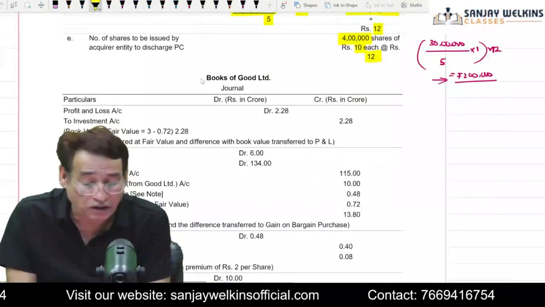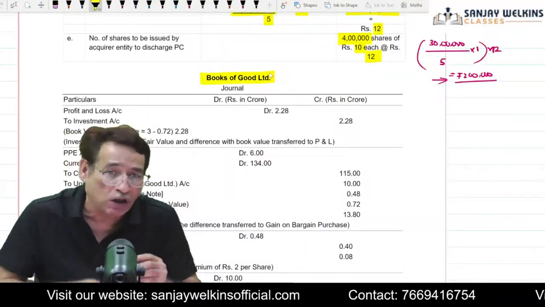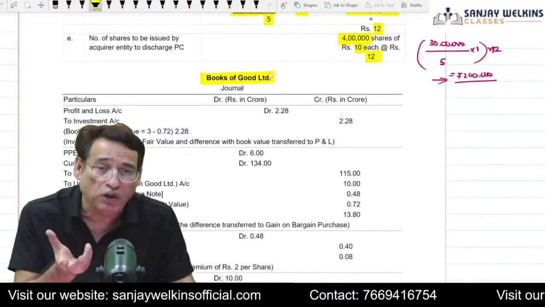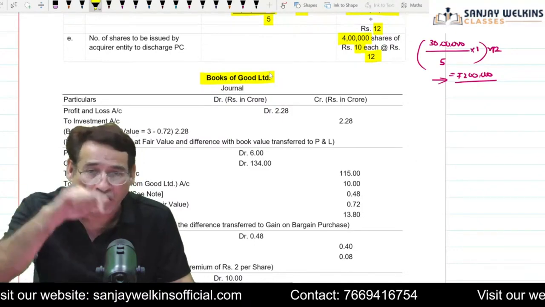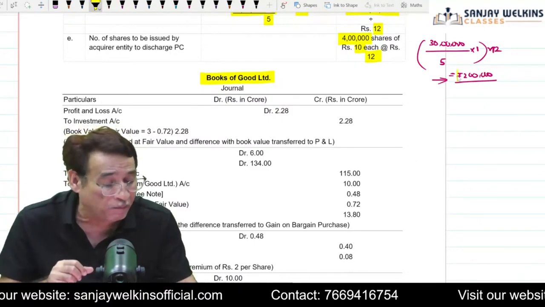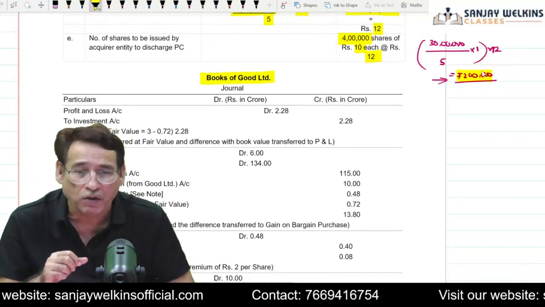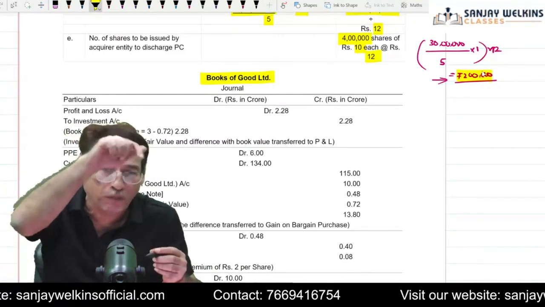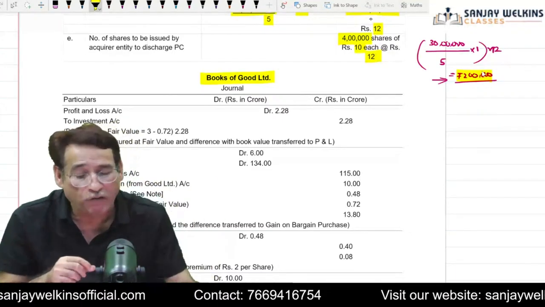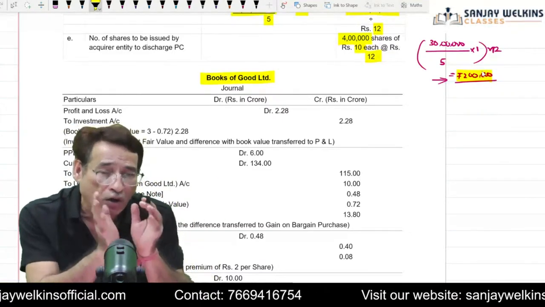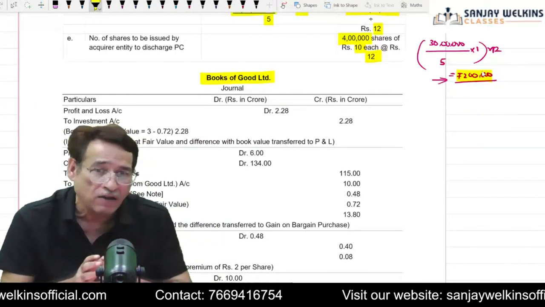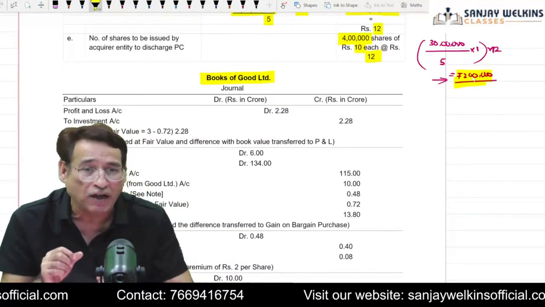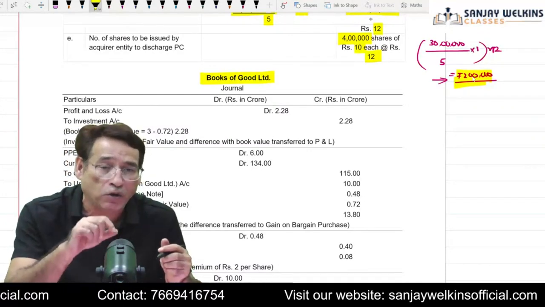Now, entries in the books of the acquirer company. Logically, the first entry which you need to write is with respect to the changes in the value of your earlier investment. That is why I computed this figure. Is it clear to you? Because you want to know the value of your investment which you made earlier. Your earlier investment was 30 lakh shares at a cost of 3 crores or 300 lakhs. But as we saw, its value has come down to 72 lakh. That means its value has fallen by 2.28.